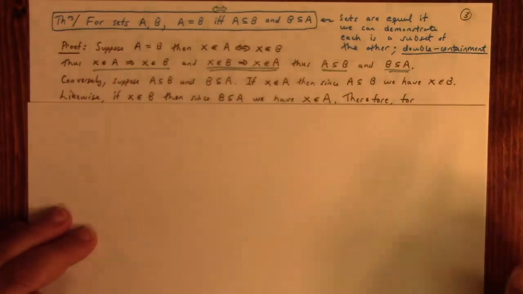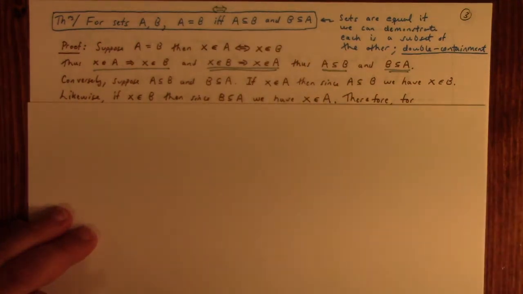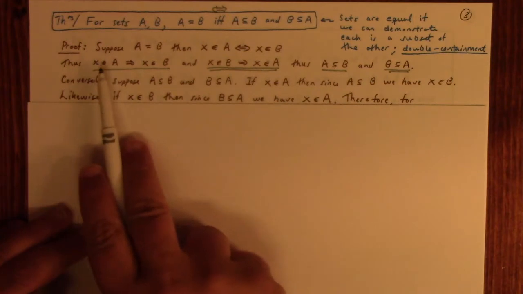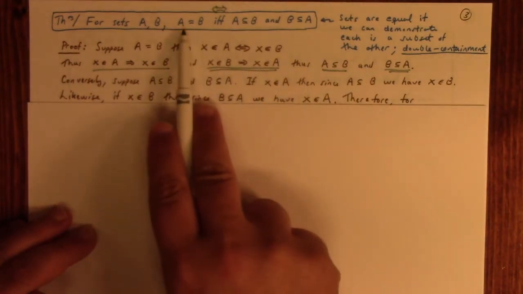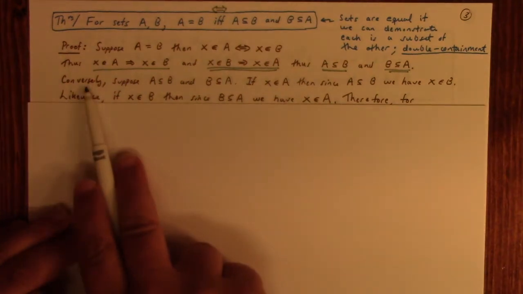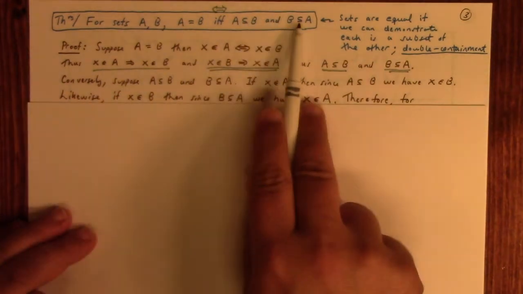So that's the forward direction. When we see if and only if, we can also express that as this biconditional, right? And to prove a biconditional, we need to be able to prove the forward direction as well as the converse direction of the biconditional. So this is the proof of the forward direction. We're assuming A equals B, and we're proving that both of these things happen. Now, conversely, the other way around, we suppose this and this is true.